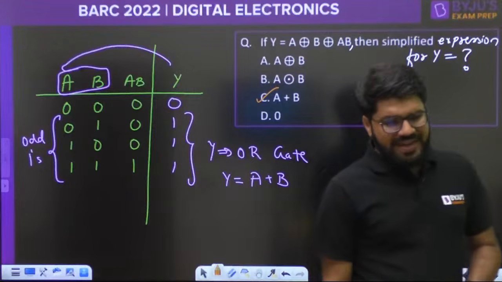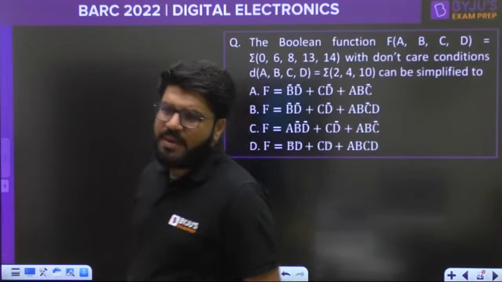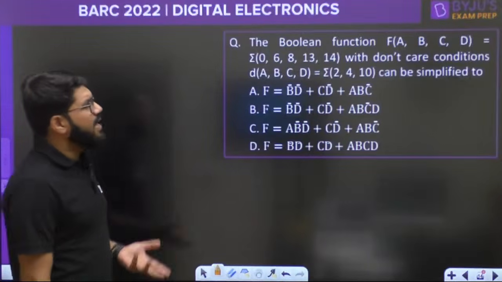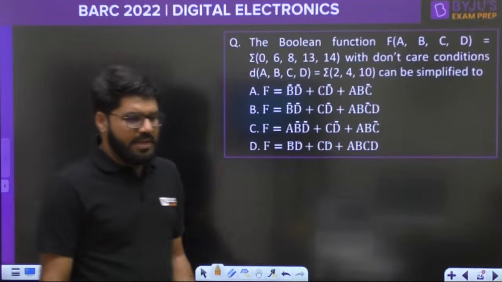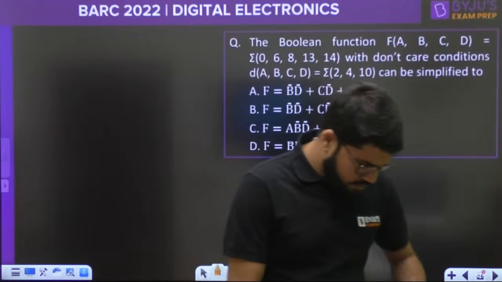Cool. Moving ahead to the next question then. K-maps are an integral part of Boolean function minimization, and you can relate it with combinational circuits as well. Option C is the correct answer for the previous question, no doubt regarding that.